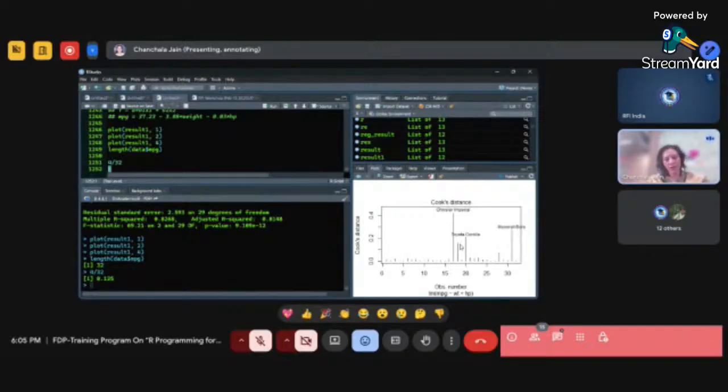So this way you can perform the multiple linear regression in R. So it is about the multiple linear regression. Yeah. Please repeat the last line, the conclusion. Okay. Yes, again, ma'am.